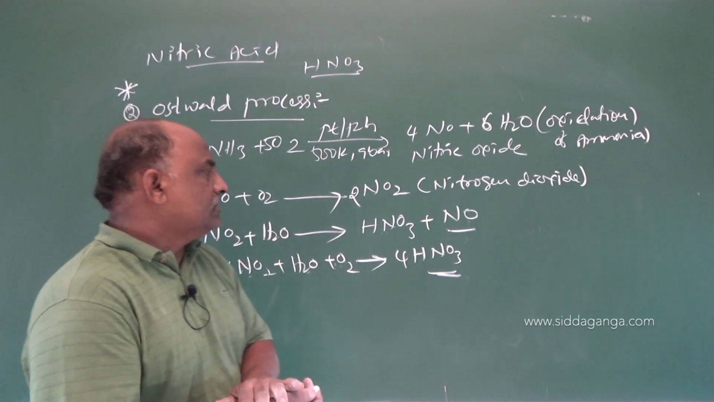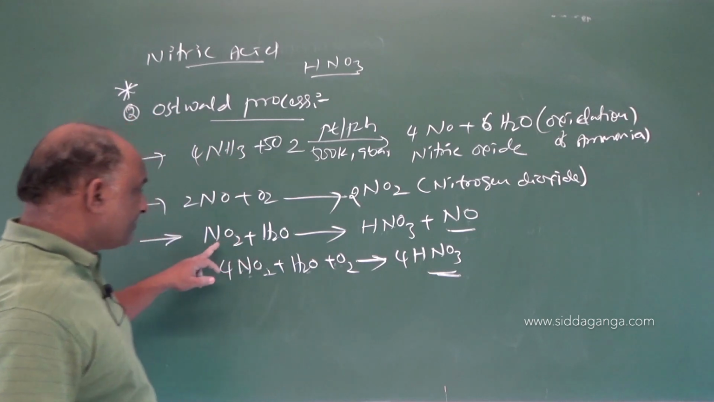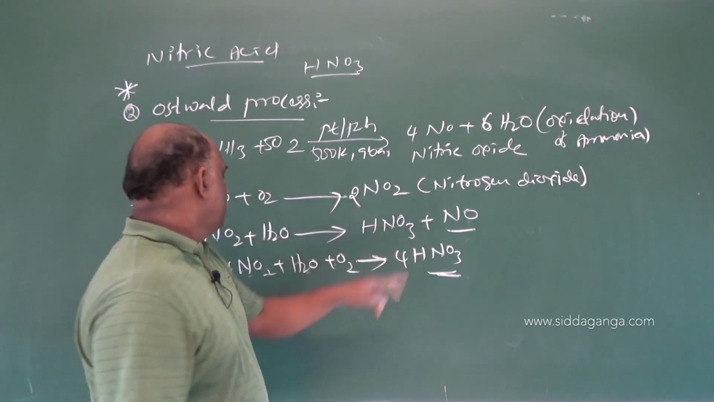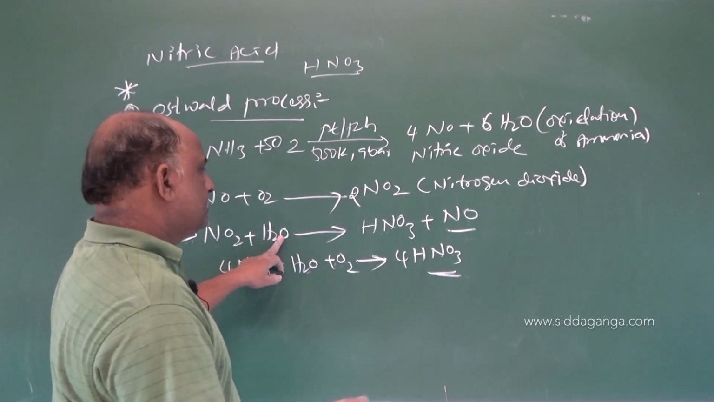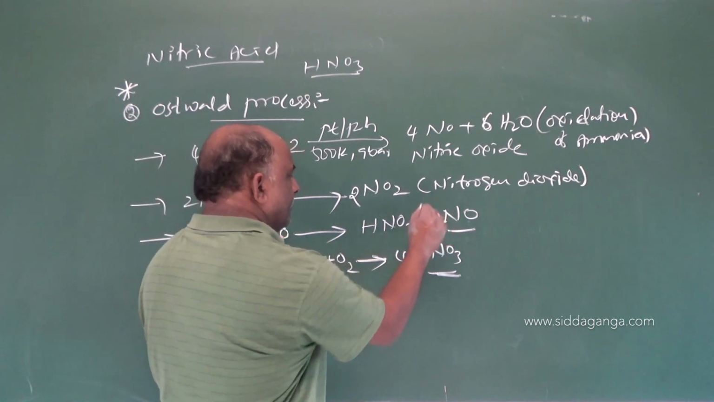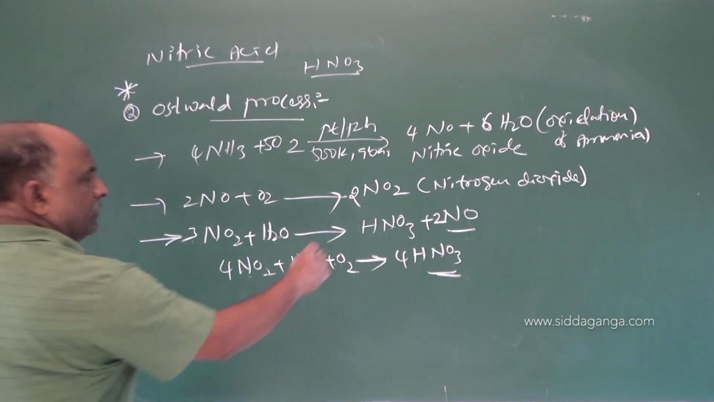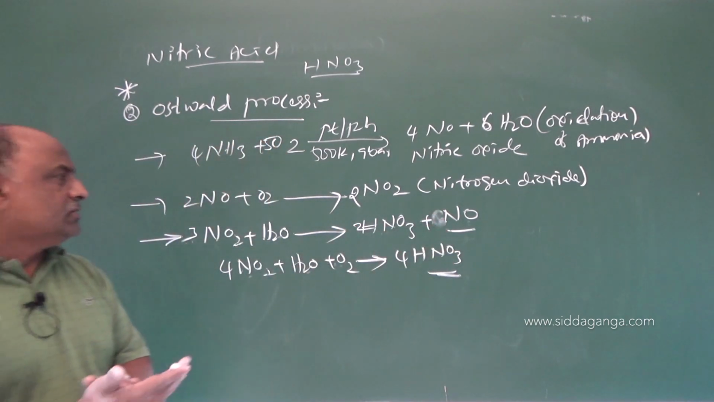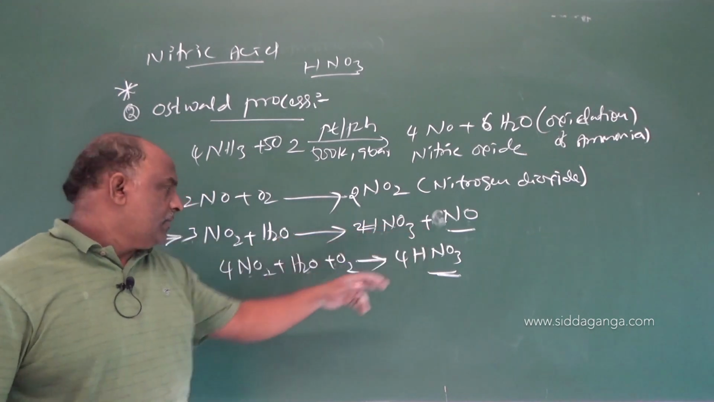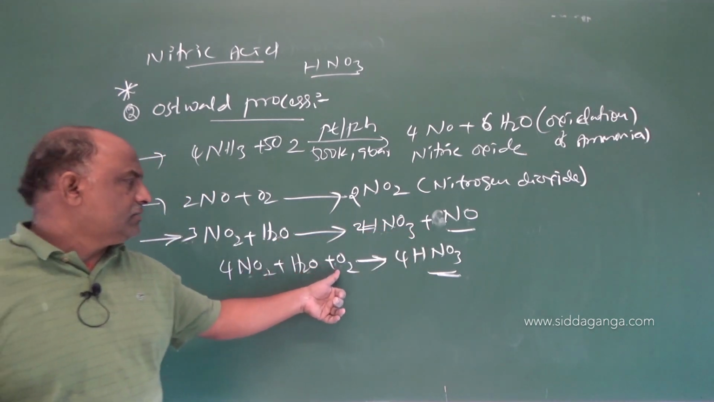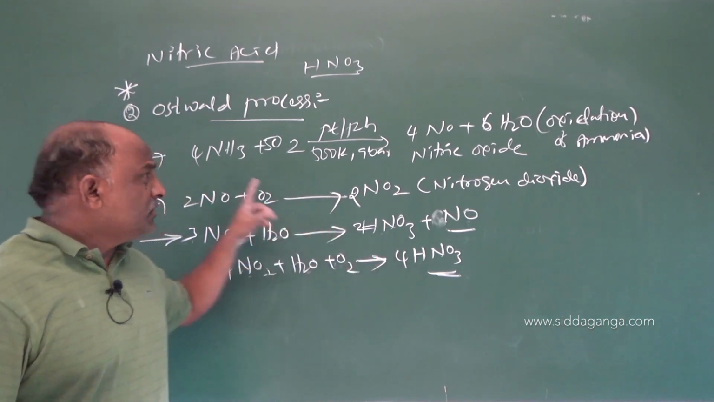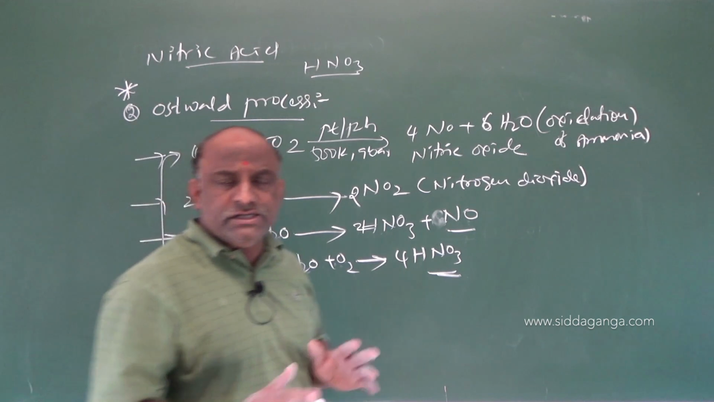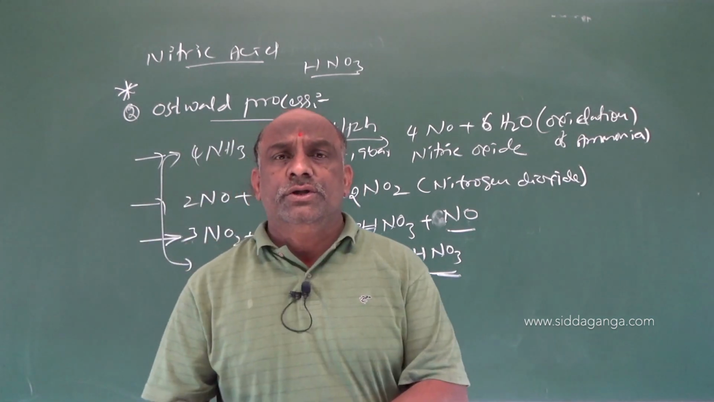NO2 plus H2O gives rise to HNO3 plus NO. See this reaction: 3NO2 plus H2O gives rise to 2HNO3 plus NO, or we can write 4NO2 plus H2O plus O2 gives rise to 4HNO3. So these three reactions are very important from the board examination point of view. You should revise these reactions.